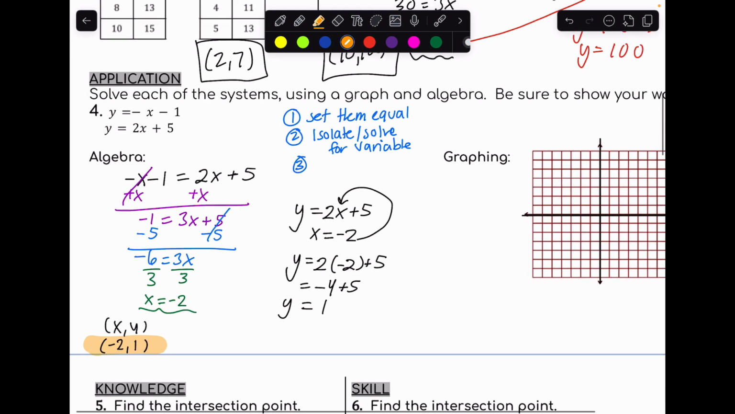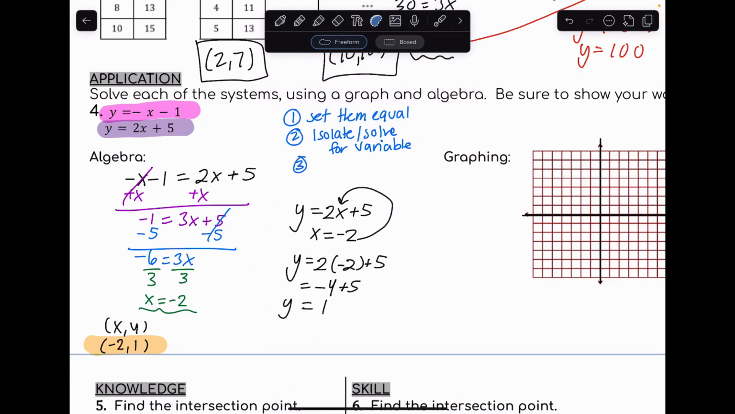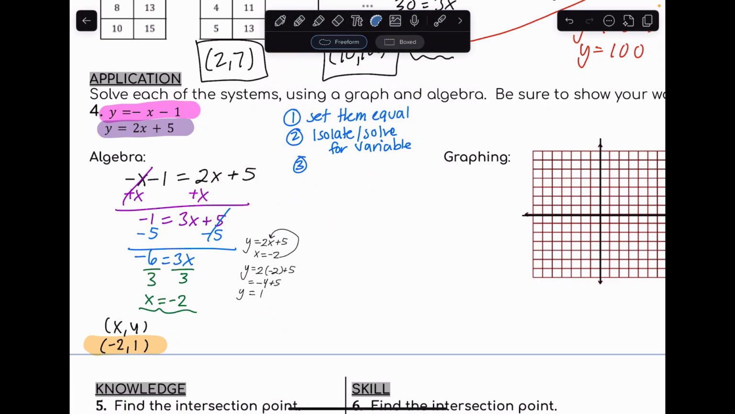Okay, so now we need to graph these two equations. The equations that I'm going to graph are this one right here and this one right here. I'm going to color code them. So here is my first one. Let me make this smaller. Give me 2 seconds. Okay, so I'm going to graph y equals negative x minus 1. I need to graph this.